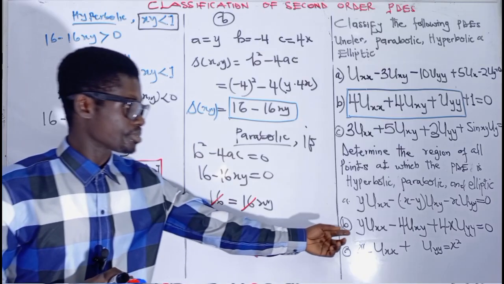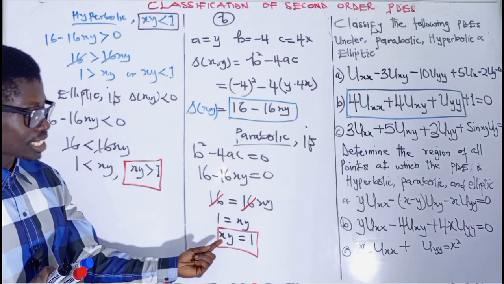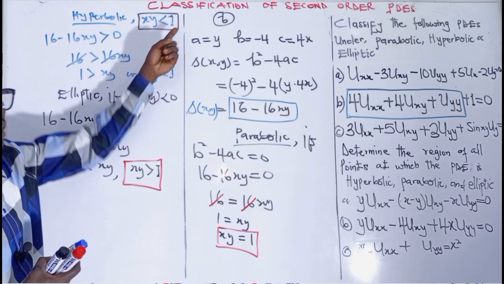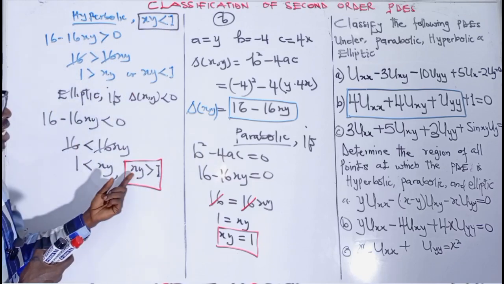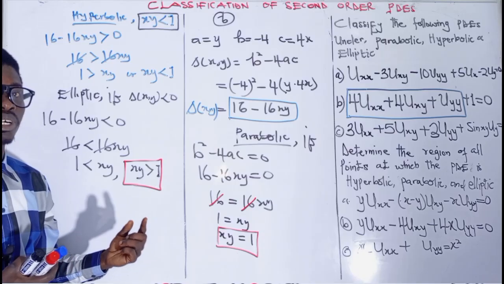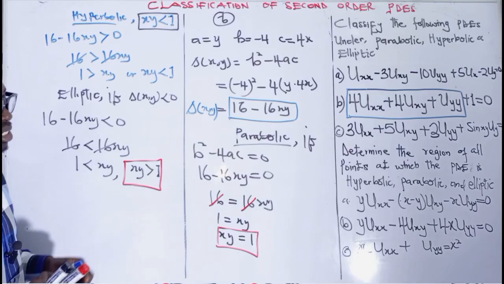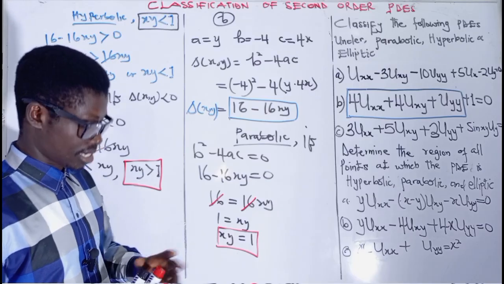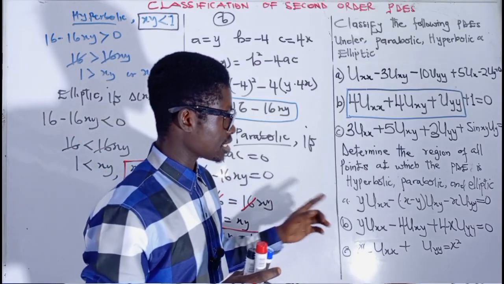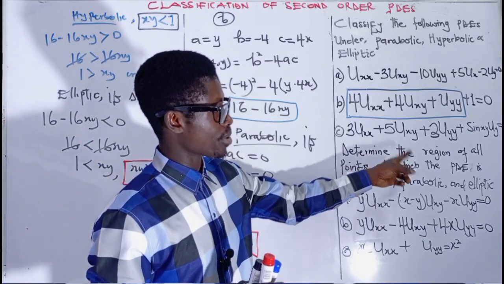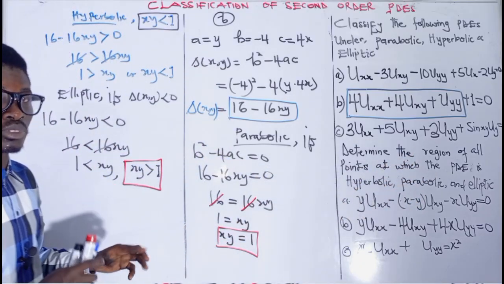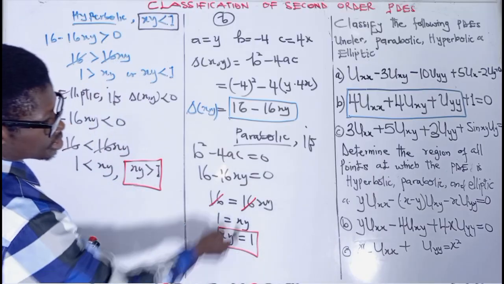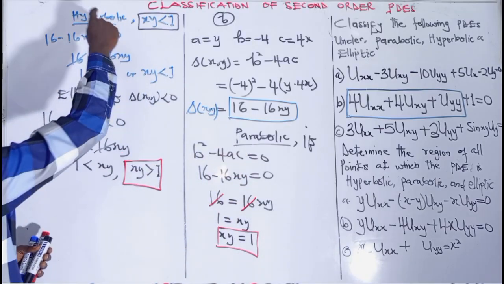So with this equation, it is parabolic at xy equal to 1, it is hyperbolic at xy less than 1, and it is elliptic at xy greater than 1. So with this particular equation, it is parabolic, elliptic, and then hyperbolic at the same time. But we are not done, because the question says determine the region of all points at which this equation is parabolic, hyperbolic, and elliptic.